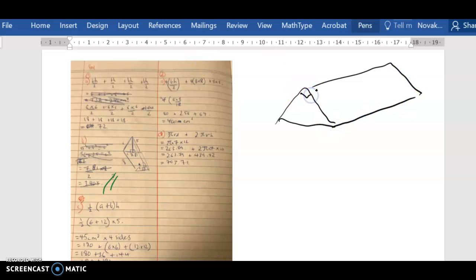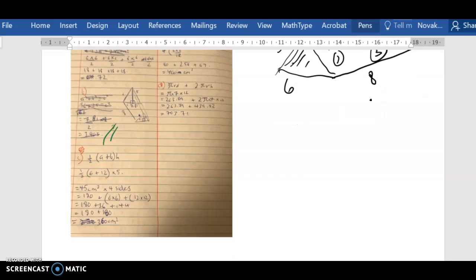That was the right angle. That was 5. That was 6. And that was 8. And what I mean by the net is if we open up, we'll have the two triangles. Then you'll have 1, 2, and 3 rectangles. So the net would look something like this.